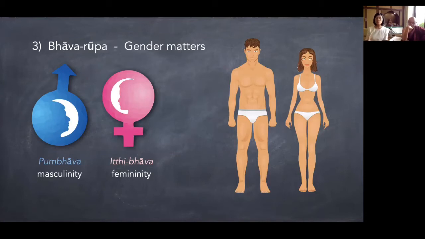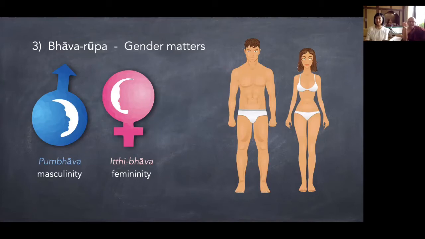So it is not what we see. It is invisible to the eyes. This masculinity and femininity, Pumbhava and Itthibhava, is not visible to the eyes. It is not the sexual organ. It ultimately gives certain characteristics for a male being or a female being externally.